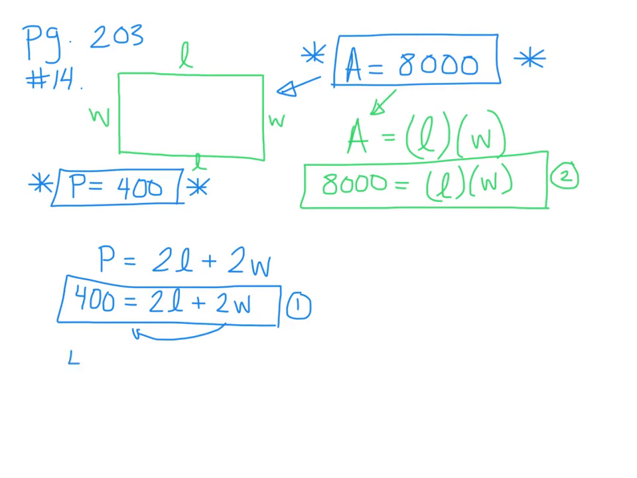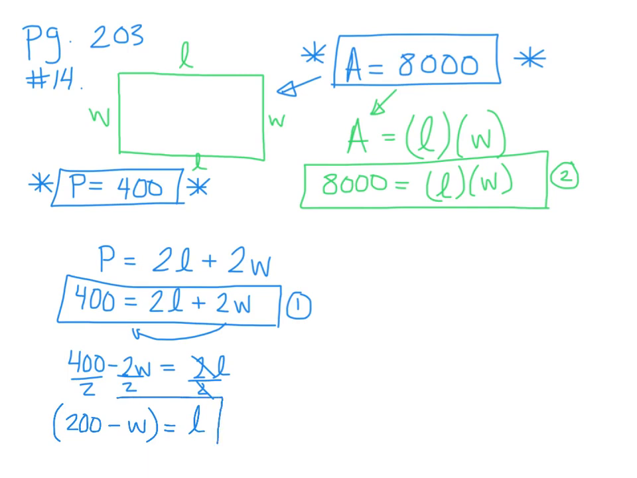Just going to rewrite that a little better. So 400 minus 2W is equal to 2L. Just brought the 2W to the other side. Then divide everything by 2, right? I'll divide this by 2, that by 2, that by 2, getting rid of the 2 here. So when I do that, I'm going to get that length is equal to 200 minus W. So length is equal to 200 minus W.